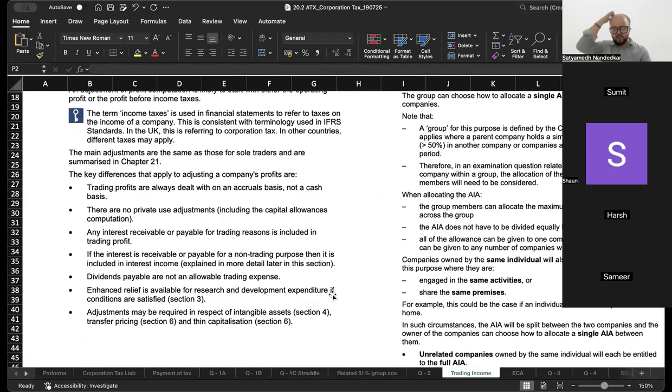Because in the case of a company, how will there be private use? Interest receivable or payable for trading reasons is included in trading profit. Interest other than the trading interest is basically included in the non-trade loan relationship calculation. Dividends payable are not an allowable trading expense. It cannot be, because what is a dividend? Dividend is basically an appropriation of profits. It is not a charge against profit. And enhanced relief is available for research and development expenditure.